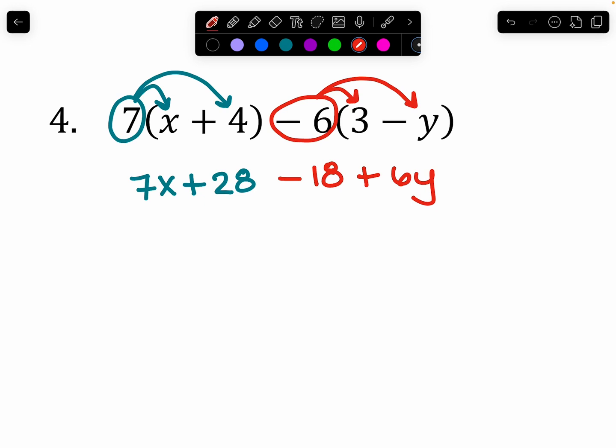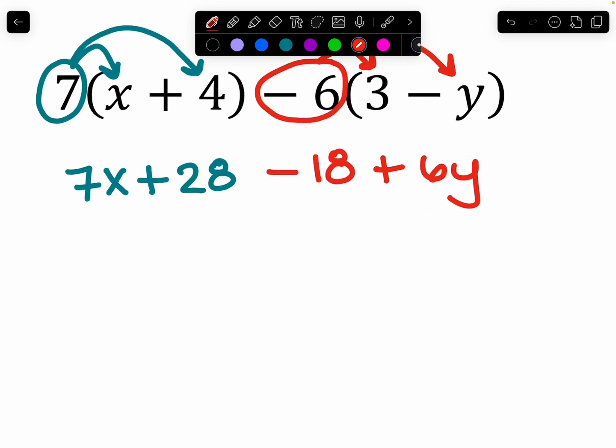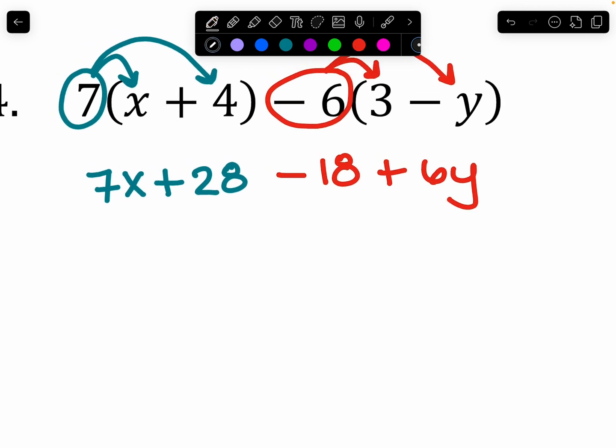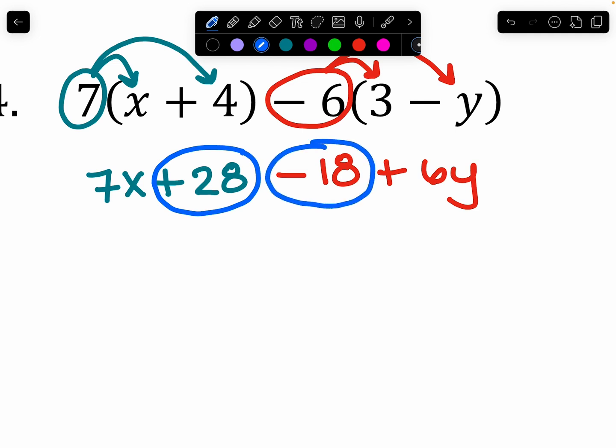We're partially through simplifying. We always have to check to see if we have any like terms that we can combine. I have a 7x, but I have no other x's in my problem. And I have a 6y and no other y's in my problem. But hopefully you guys can see that you have a +28 and a -18. Those are like terms because they are just numbers. They don't have any kind of variable with them, and numbers by themselves are always going to be like other numbers that are by themselves. So my final answer will be 7x plus 10, because +28 minus 18 is a +10, plus 6y.